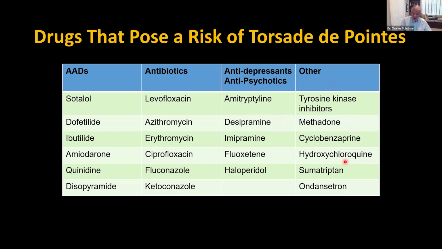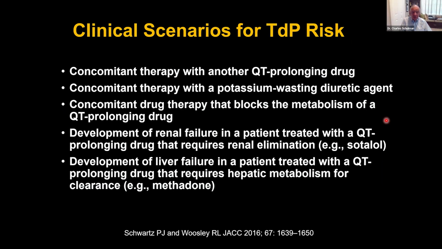Hydroxychloroquine, which we used to talk about in the COVID pandemic, which we don't really talk about much anymore, and ondansetron. And there are a number of clinical scenarios for torsade risk. Concomitant therapy with 2 QT prolonging drugs, concomitant therapy with a diuretic, drugs that influence the metabolism of the QT prolonging drugs, the development of renal failure, development of liver failure.